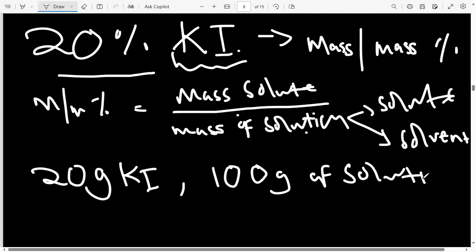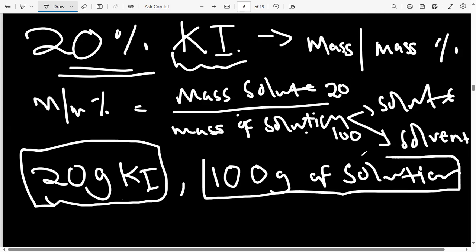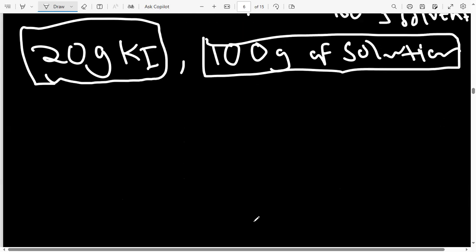We know that 20% is the same as 20 over 100, right? So here we have 20, and here 100. And this will be my 20%, which is this mass by mass percent. So I have 20, the mass of the solute, and then 100, the mass of the what? Solution. So from this mass of the solute we are going to find our moles, and from this mass of the solution, we are going to find our what? Volume.